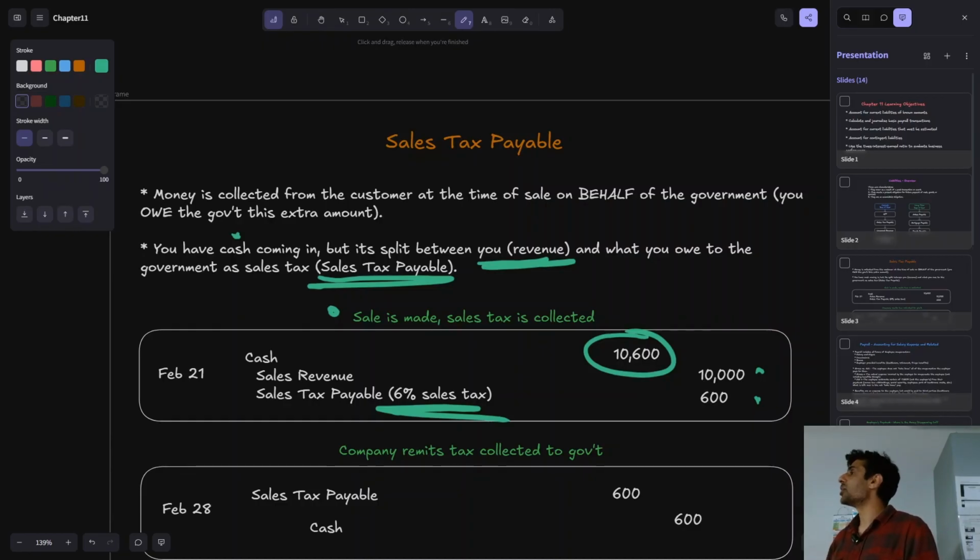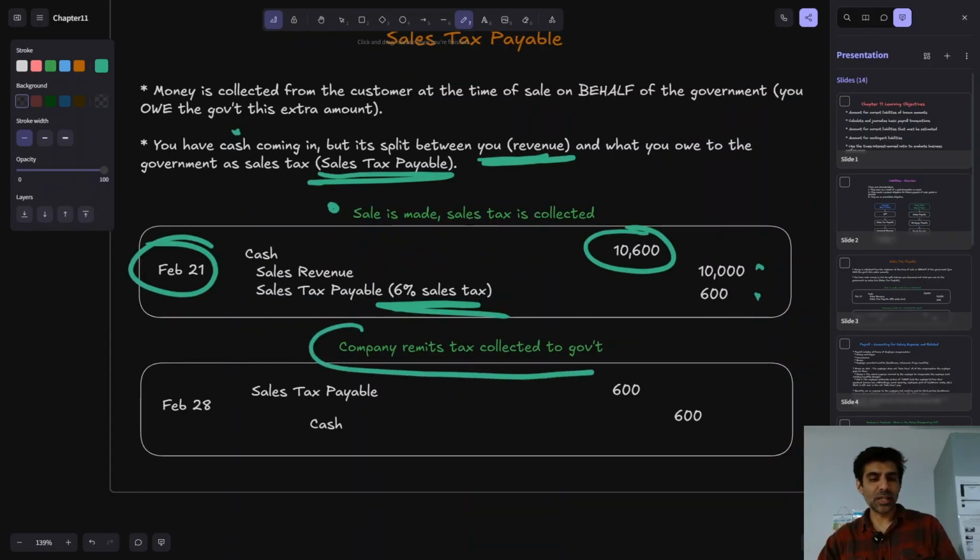Your business remits this sales tax that you've collected to the government every quarter or every month, depending on how much sales volume you generate. So this happened on the 21st. And then when the company actually sends money, you're going to write a check to, I think in California, the California Department of Tax and Fee Administration, CDTFA. I don't know what the FA stands for, but it's the government entity that collects sales tax. So your business will write a check to the state of California, and that will be cash that's leaving, and this liability goes away.